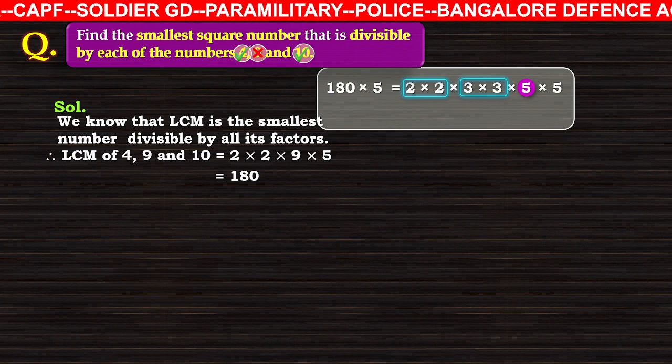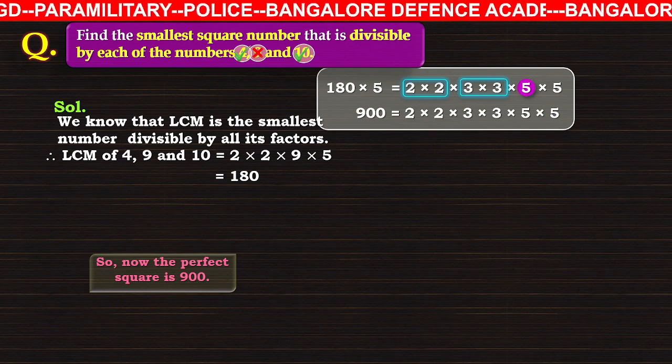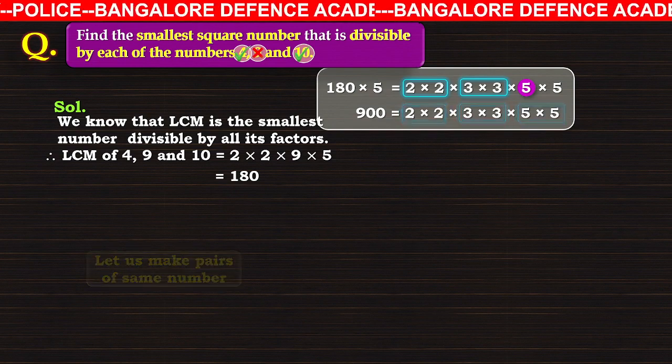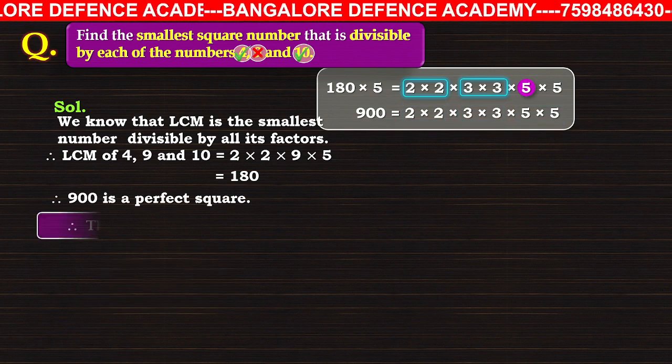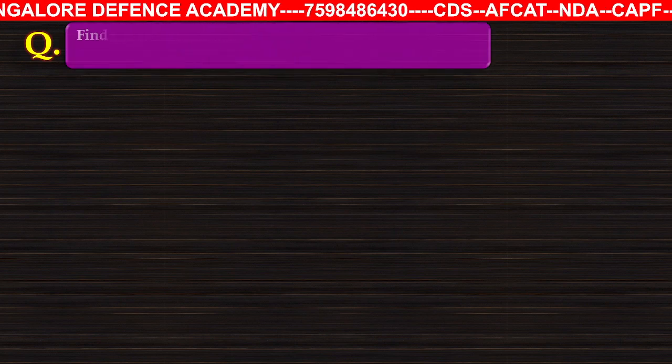So when I multiply 5 on both sides, I get 900. So 900 is a perfect square. So the answer here is 900 because it's a perfect square and it is divisible by all these numbers 4, 9 and 10. So this is your required answer. So let us try to do one more question in the same pattern.